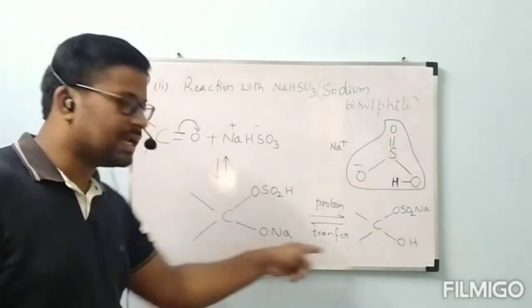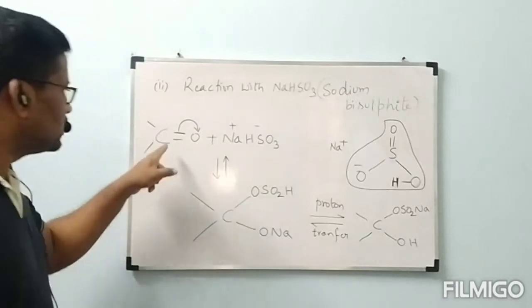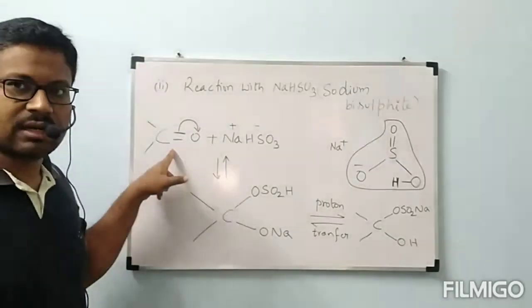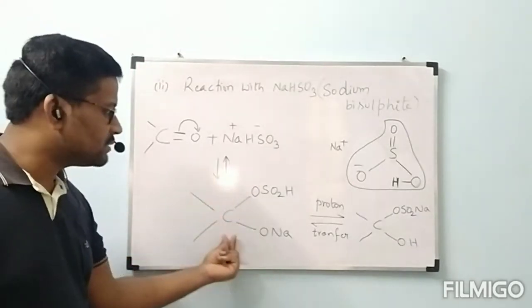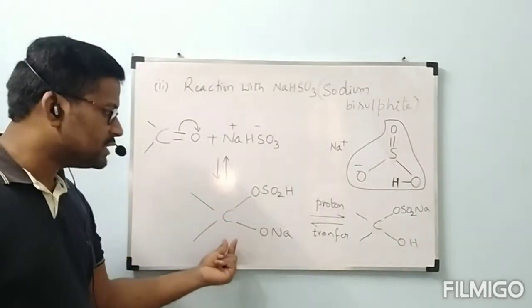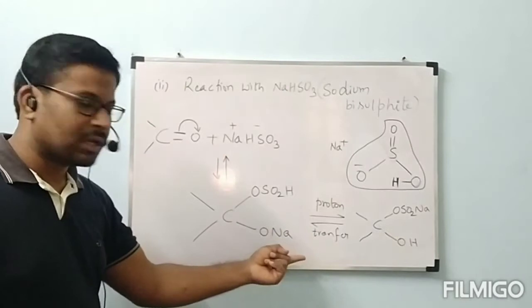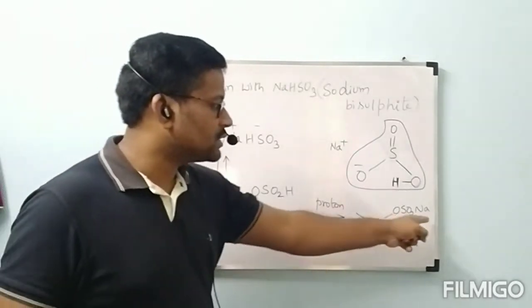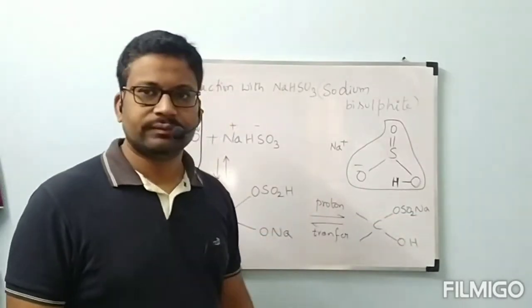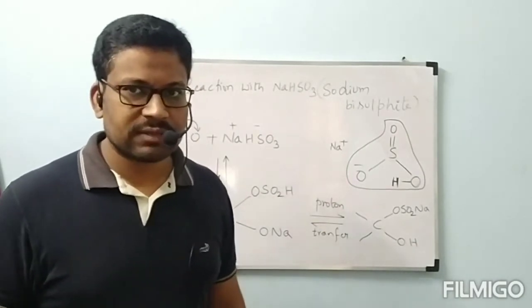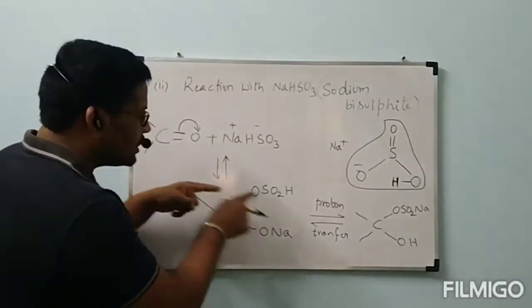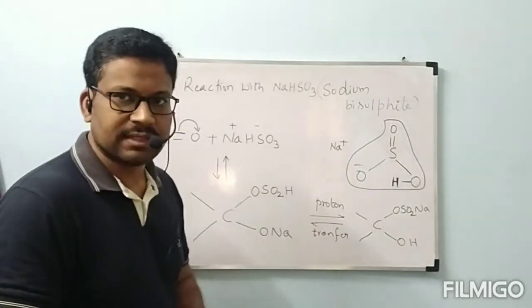So this is the complete reaction. Once again, aldehydes or ketones containing the carbonyl group react with NaHSO3 to form this product. This product undergoes proton transfer to form C, OSO2Na, OH. Okay, now the important point in this one is that both are reversible reactions.